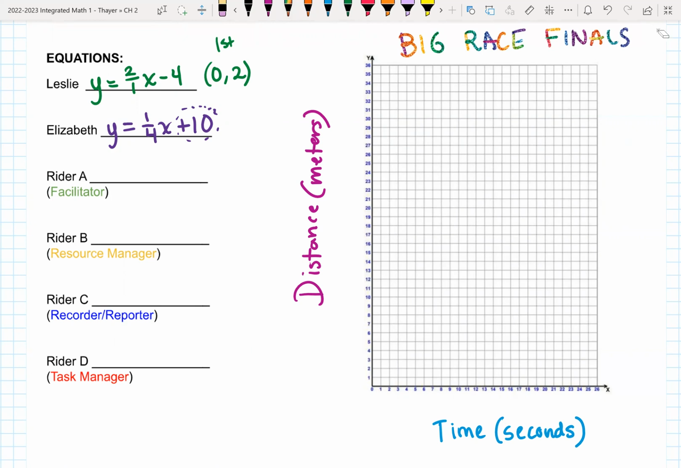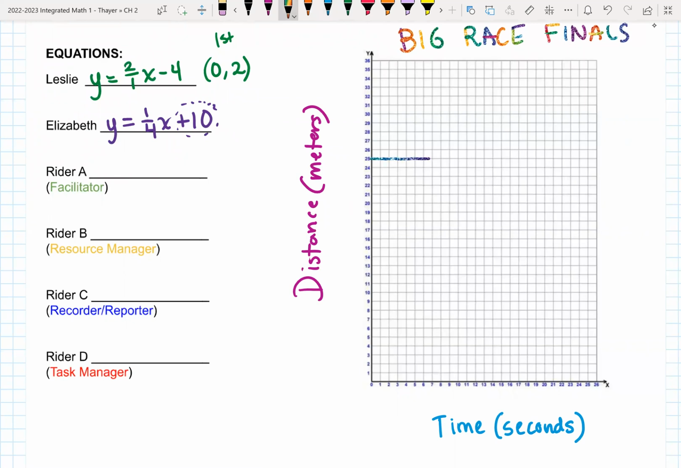So if you want to draw a horizontal line with your ruler at 25, signifying the finish line, maybe put a highlighter across it so it stands out to you. It's not another rider. That's the finish line.